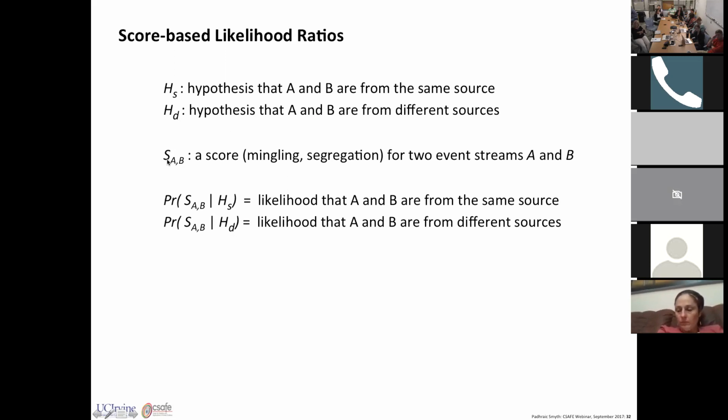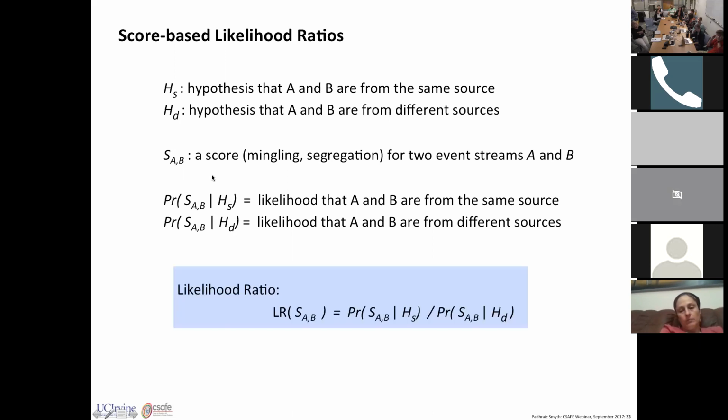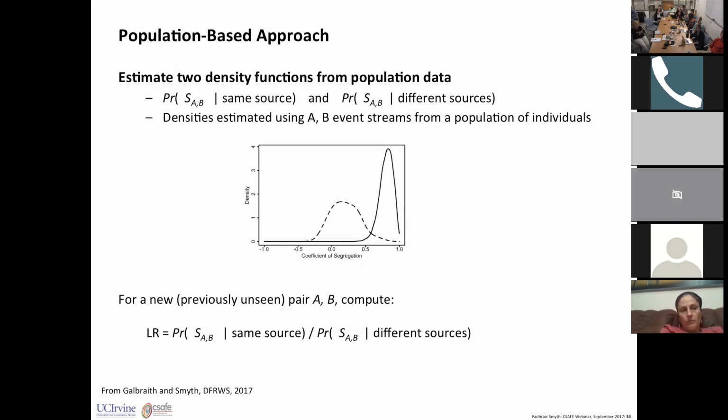So we'll compute a score. It could be the mingling score or the segregation score. And then we'll evaluate the probability distribution of the score under each hypothesis. And I haven't said yet where these distributions are going to come from. We're going to estimate those from the data. And then using the usual score-based likelihood ratio technique, we look at the ratio of these two density functions and get a likelihood ratio. So I'll walk through how we do that. We estimate the two density functions from population data.